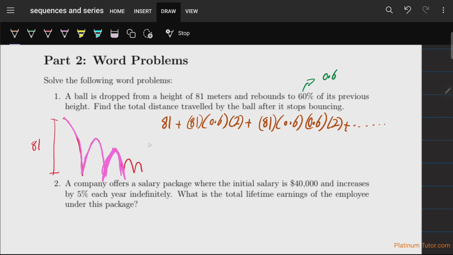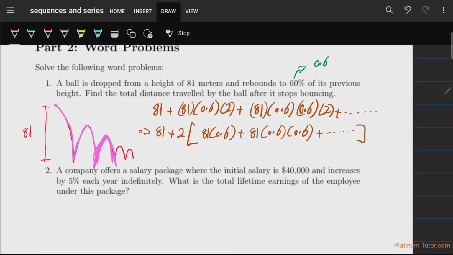Okay, so I will rewrite this as 81 plus, and then I'm going to factor out the 2. So let's imagine factoring out the 2 from every term. That's going to leave us with 81 times 0.6 plus 81 times 0.6 times 0.6. So all the 2's are gone, right? They're out here. Plus dot, dot, dot, close bracket.